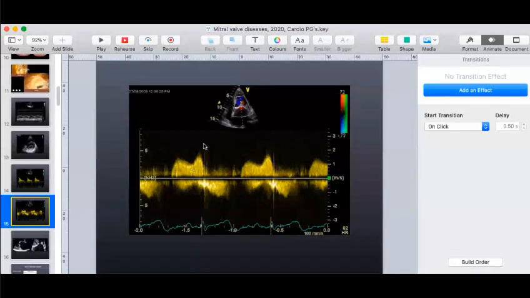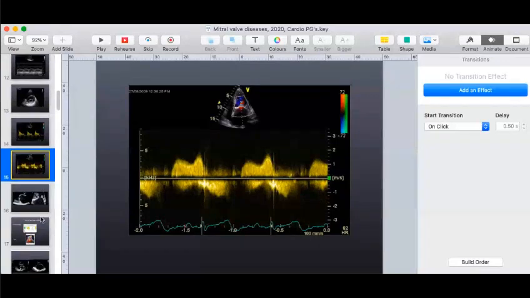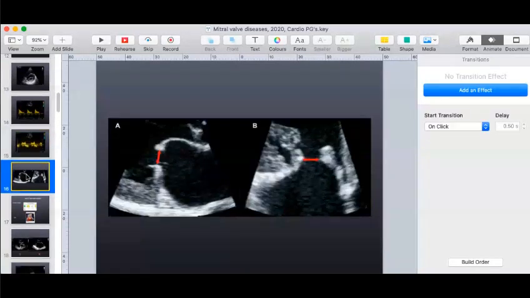And because of the stiff LV, it has caused this early part of the flow to be less, and then the atrial part is slightly more here. So this is nothing but mitral stenosis in a patient with impaired relaxation of the left ventricle. So that would be the message here. Then let's go to this one. So what method would you call this in the assessment of mitral stenosis?